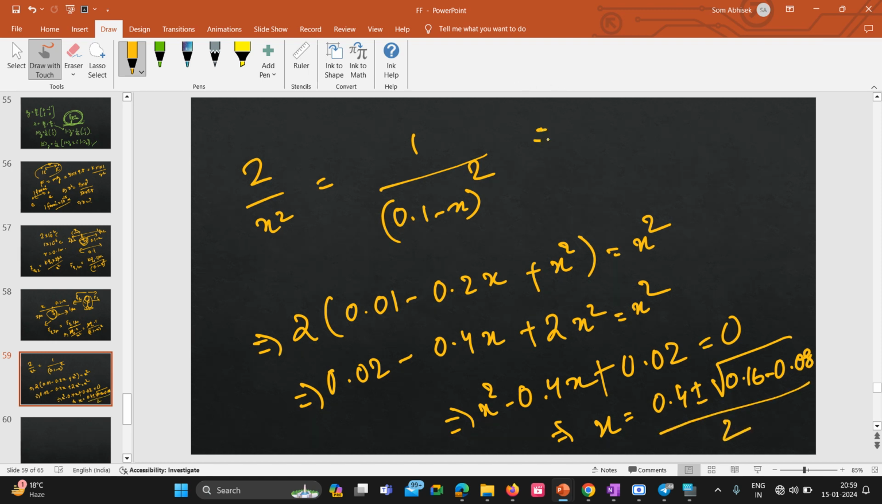Okay, if you solve it, what will you get? X is equal to 0.0586 meter. Okay, this will be the answer. You have to solve it.